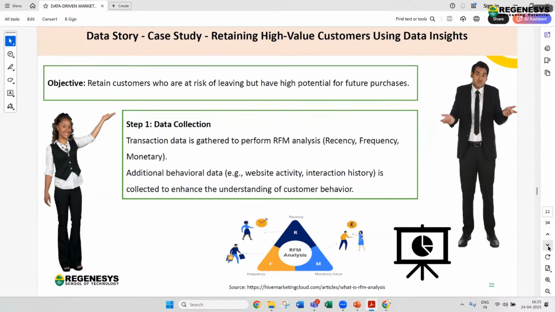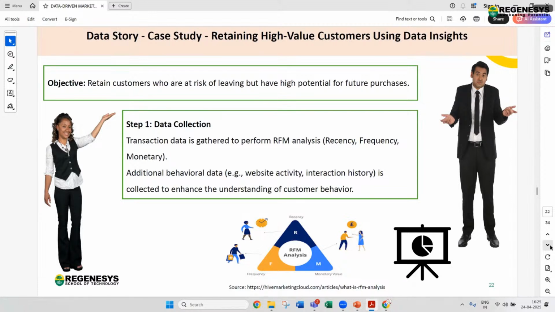A person may think, how is it possible? How can I retain a customer? But the company says, no, you have to retain the customer. So this is a task. As a marketing person, through the customer insights, how can we do this, how can we fulfill our objective? Let us understand step by step.